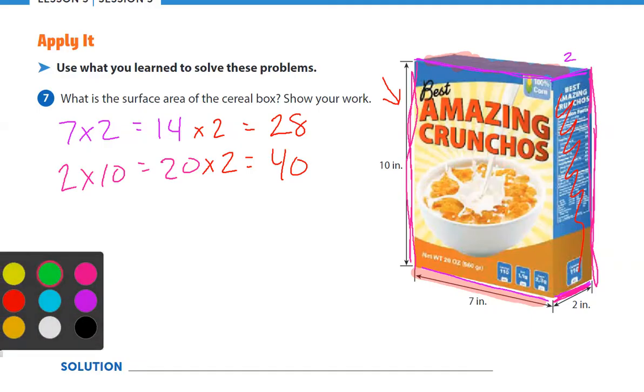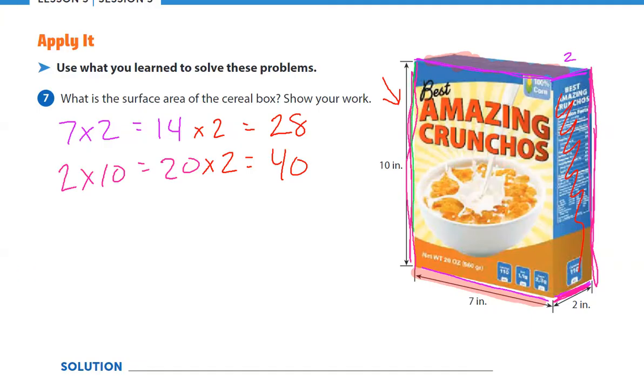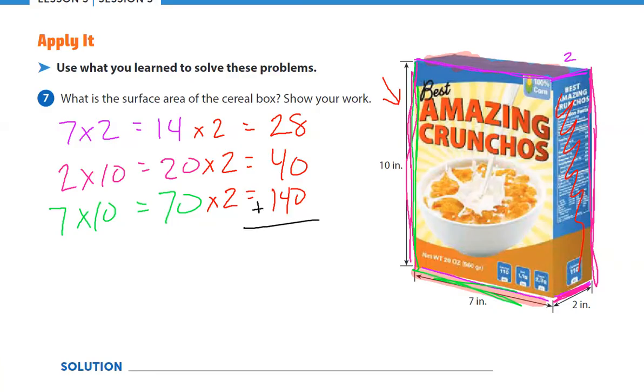And then we have the front and back, which are 10 by 7. 7 by 10 is 70. But again, there is a front and a back. I don't want to forget about the back. 70 times 2 is 140. I'm going to add all of those together. And I've got 208. 208 inches squared. There we go. That's the surface area of Best Amazing Crunchos.